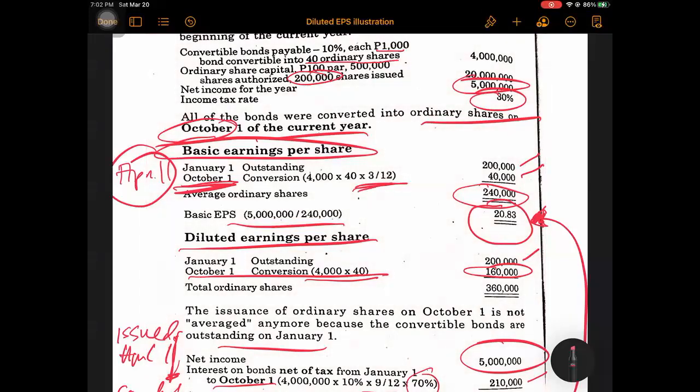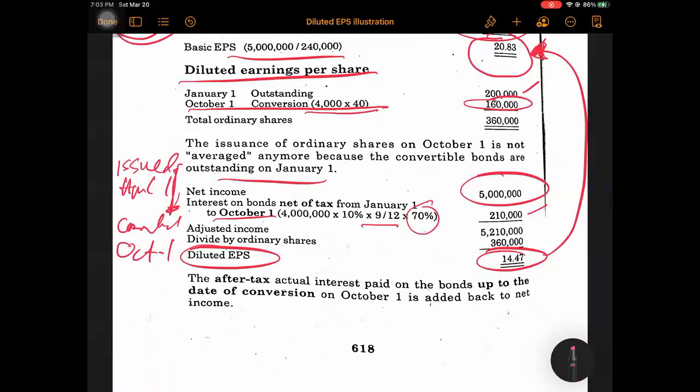If this is the case, na-issue siya on April 1, maiba siya pag abot dinhi sa diluted earnings per share. You need to adjust the interest. Okay, for the interest expense, it should start from the date of issuance up to the date of conversion. But for the computation of the outstanding ordinary shares, you need to average starting from the date of issuance up to the end of December 31.